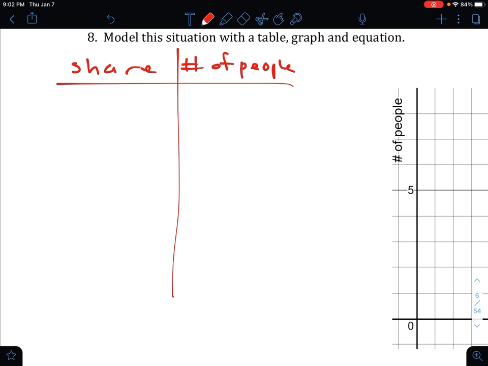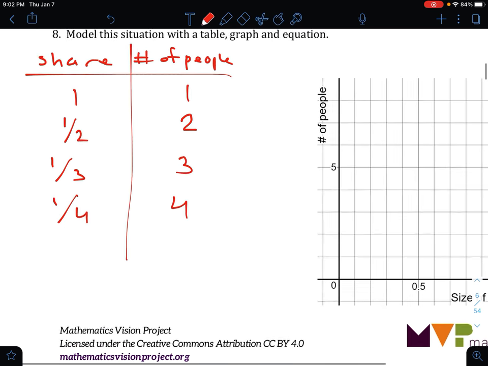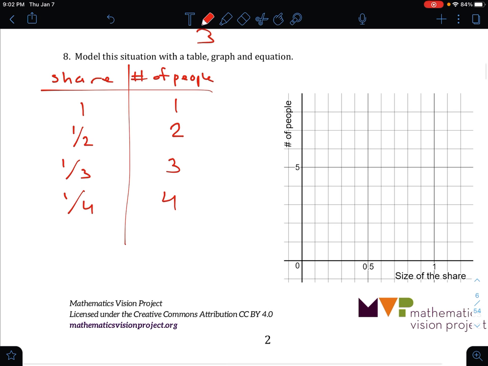All right, so your share is going to be, we'd say share of 1, you'd have 1 person. Share of 1/2, you'd have 2 people. Share of 1/3, you'd have 3 people. Share of 1/4, you'd have 4 people, right? So we could go ahead and graph that, right?